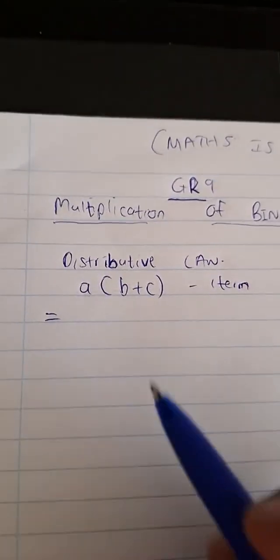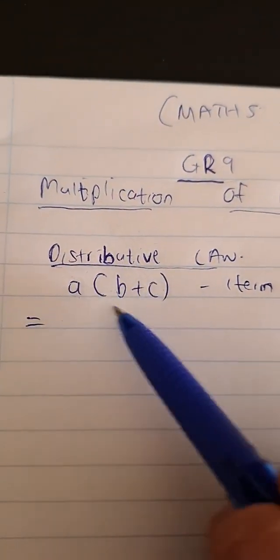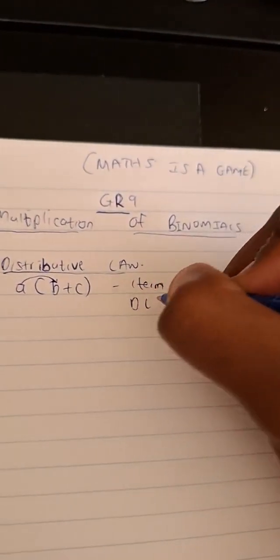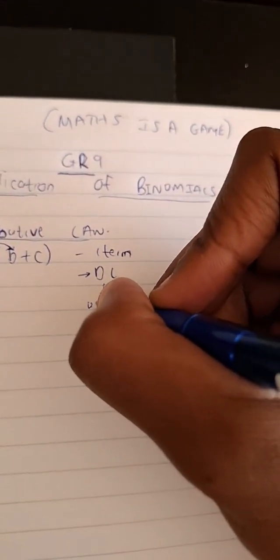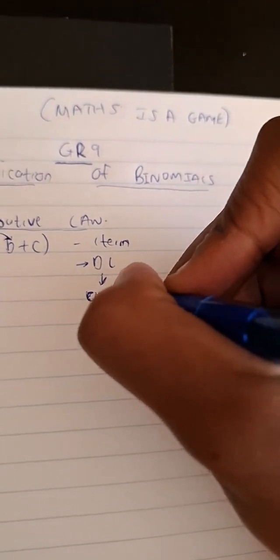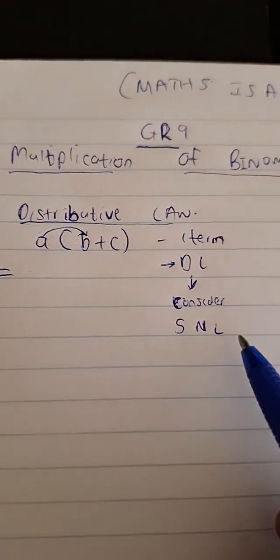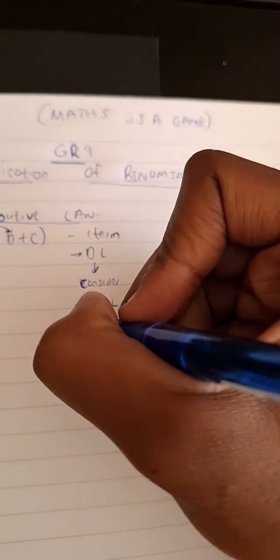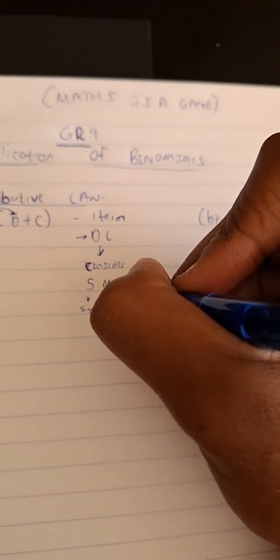So what we then do, when we are simplifying, is we apply something called the distributive law. The distributive law applies whenever we have a bracket and we have something external to the bracket. So what we simply do is we take the A, we distribute it to the B, and when we apply this, I'm going to call it for short the DL, when we apply the DL, we take note of S, N, L as we go along. In other words, we must consider the sign, we must consider the number, and we must consider the letter.